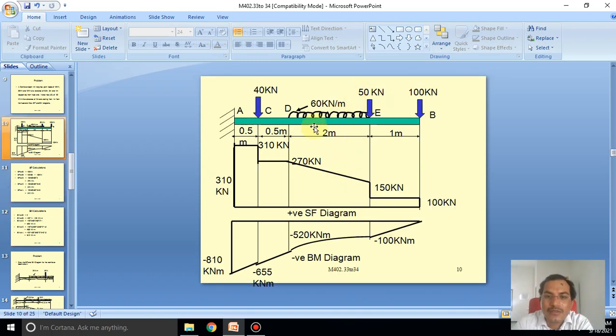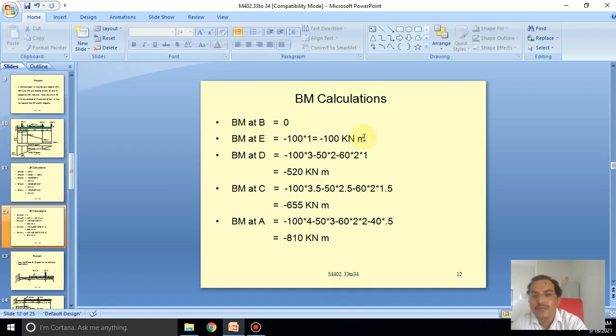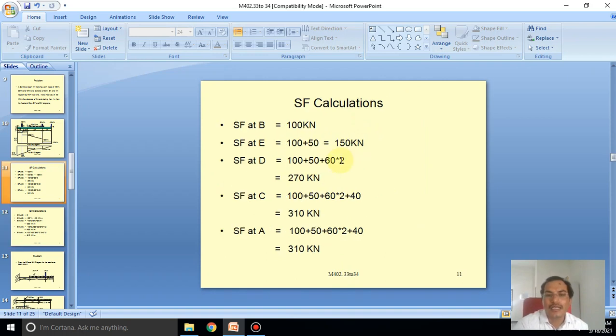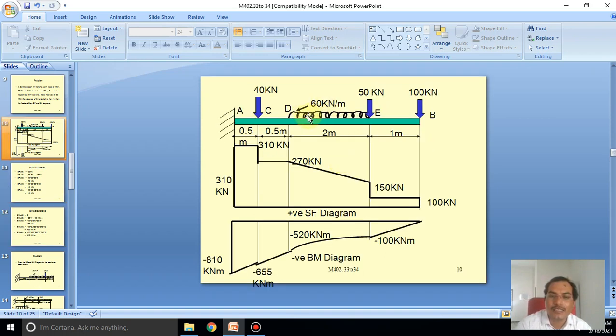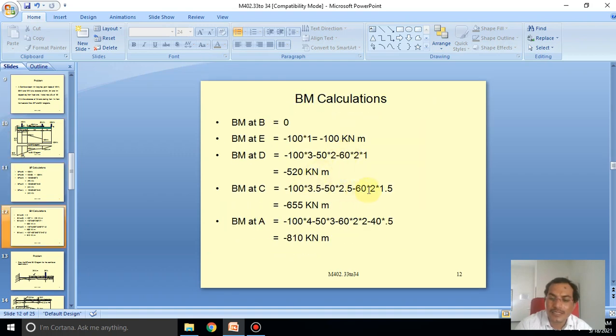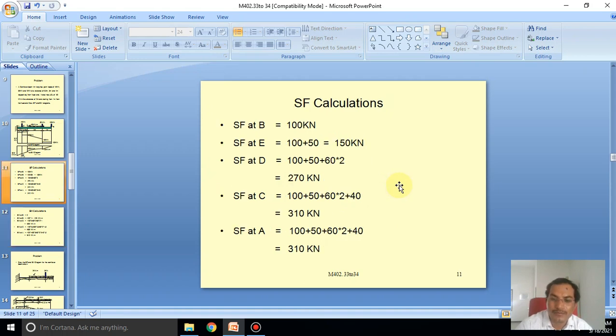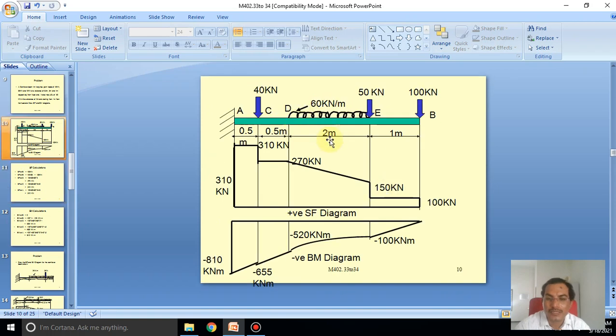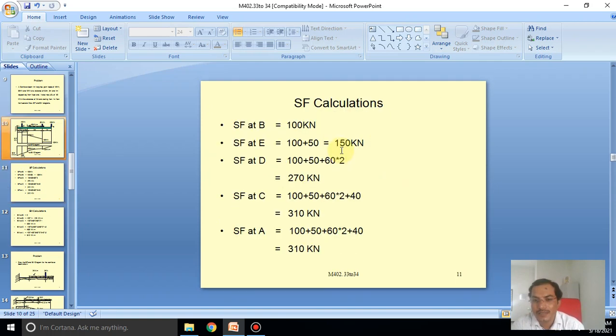And also we calculate here 50 into 2, 50 into 2. The force is applied in the upward direction, so the bending moment is negative 50 into 2. Here also we can calculate in front of the length at the CD point, 60 into 2 into 2 by 2. 60 into 2, 2 by 2 is the one answer, there is no change. That is the wrong answer.